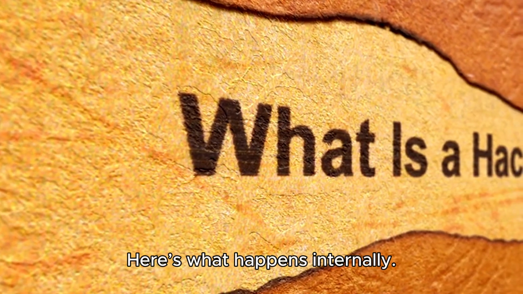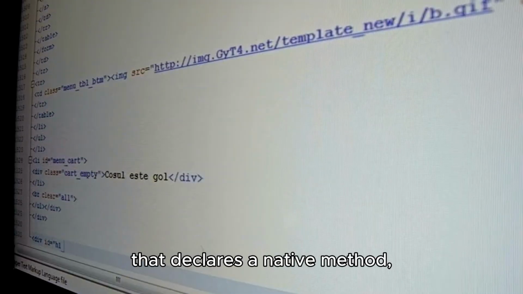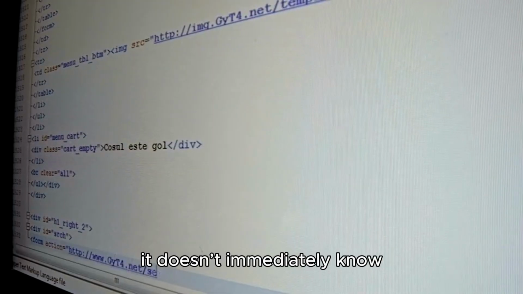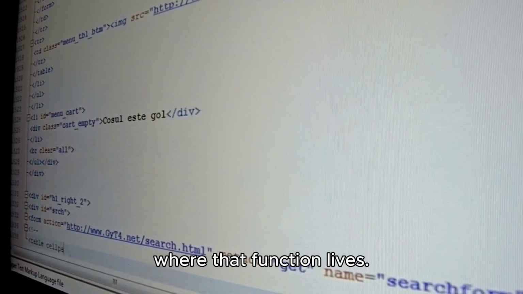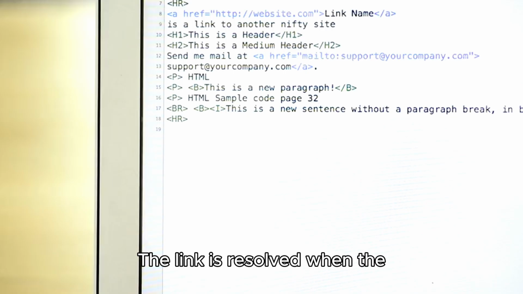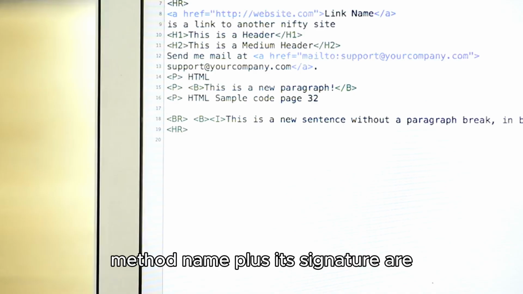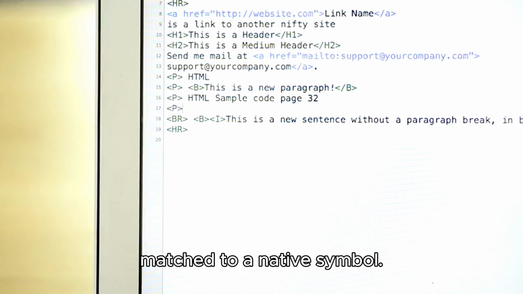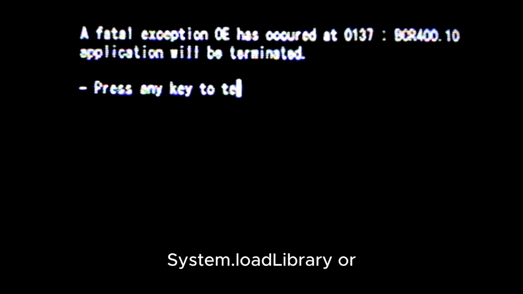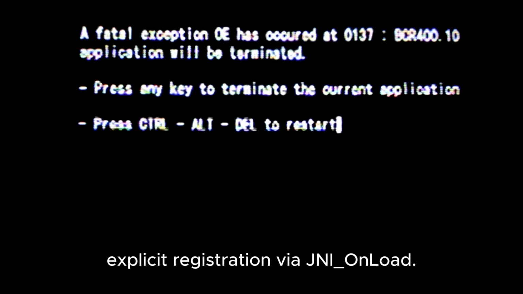Here's what happens internally. When the JVM loads a class that declares a native method, it doesn't immediately know where that function lives. The link is resolved when the native library is loaded, and the method name plus its signature are matched to a native symbol. This is done either through System.loadLibrary or explicit registration via JNI_OnLoad.